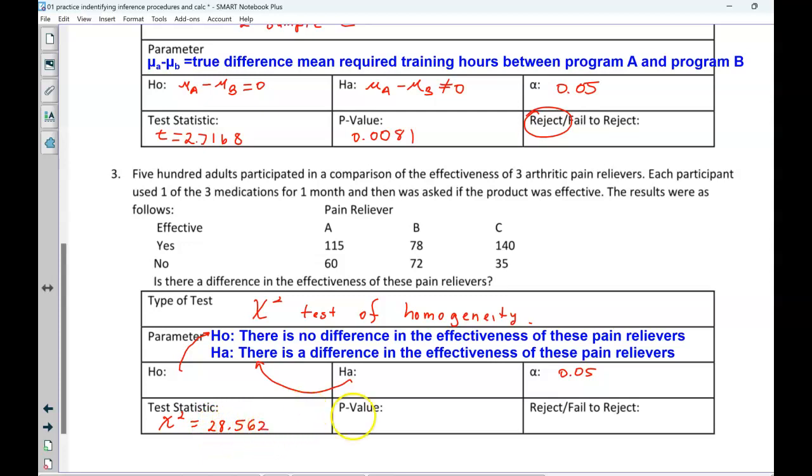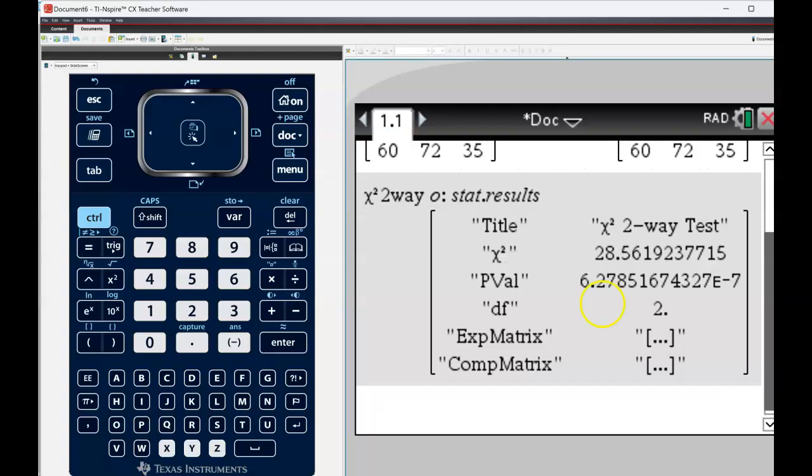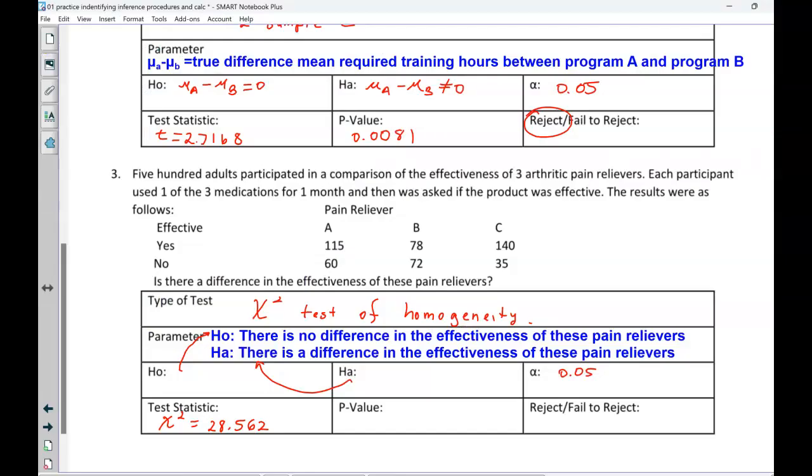And that's 28.562. The p-value, let's just double check, is 6.28 times 10 to the negative 7th. That E is the same thing as times. So that's a really small value. And compared to the 0.05, since it's less than, you would reject again.